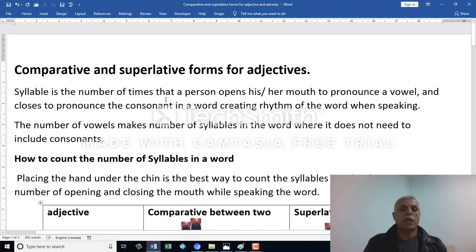Okay. Today our lesson will be comparative and superlative forms for adjectives. So we have to know how many syllables the adjective has, then we have to describe.